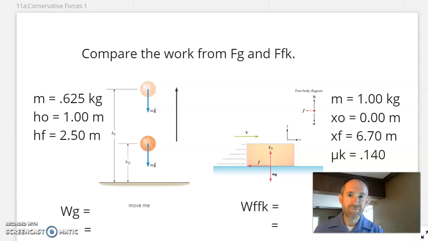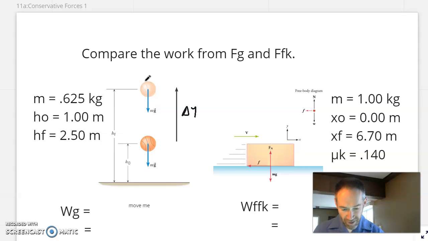Now, look at this. I have two examples of work here, and I want you to calculate how much work is happening in each case. On the left, I have a basketball that's going up into the air, and so it is slowing down, and that gives you a hint about the sign of the work. I have the mass of the basketball, the initial height, and the final height, and I'd like you to figure out the work done by gravity on the basketball.